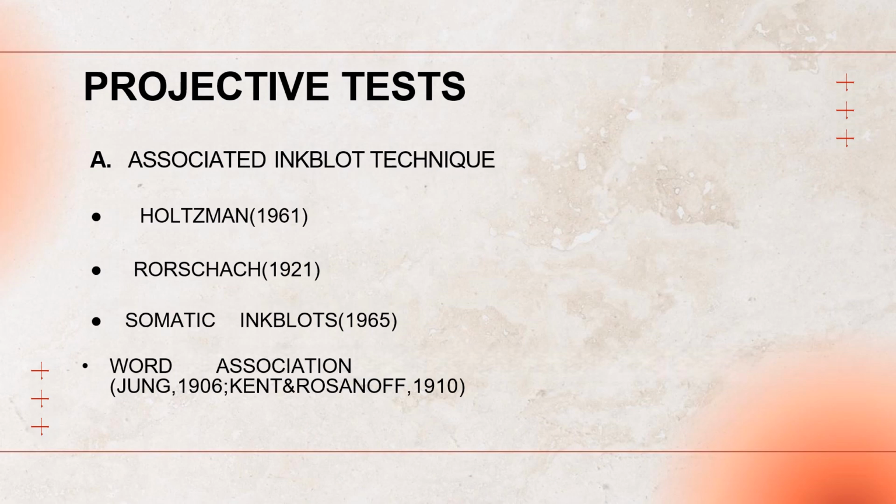Now, what are the different types of projective tests? There is the associated inkblot technique. Holtzman gave a technique in 1961. Rorschach, whom we are going to discuss, gave the Rorschach test in 1921, and somatic inkblots came in 1965. The word association test was given by Carl Jung in 1906 and Kent Rosanoff in 1910.